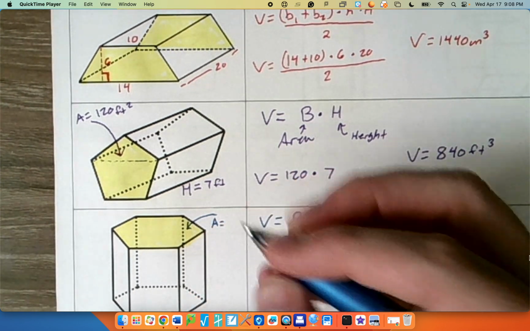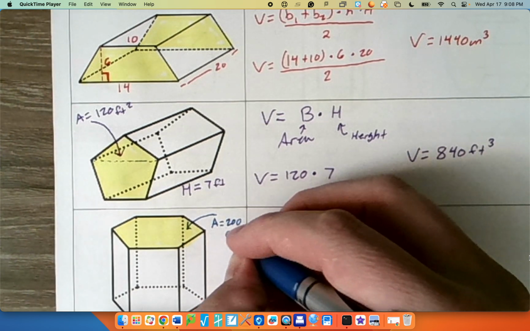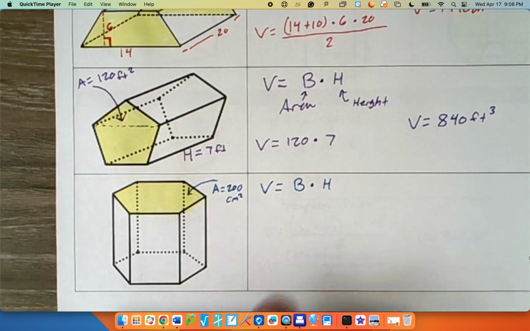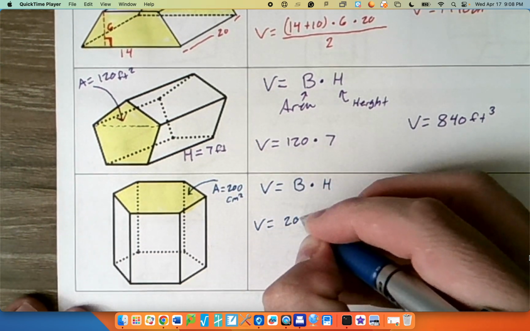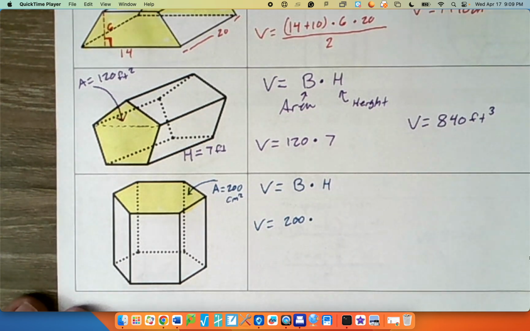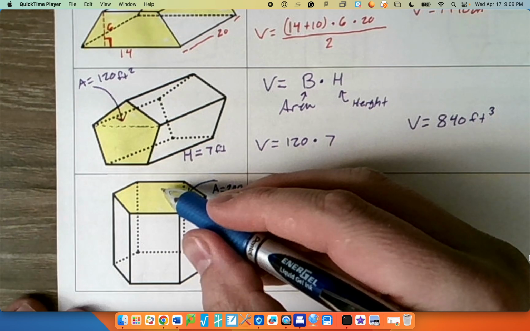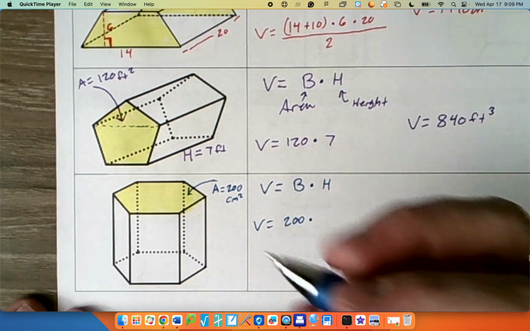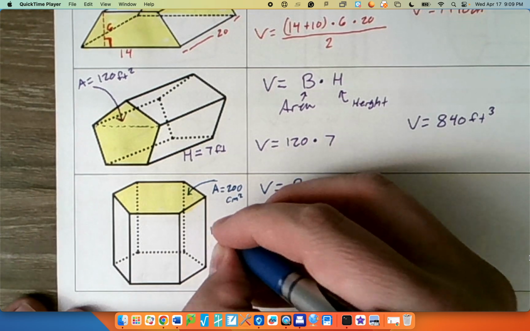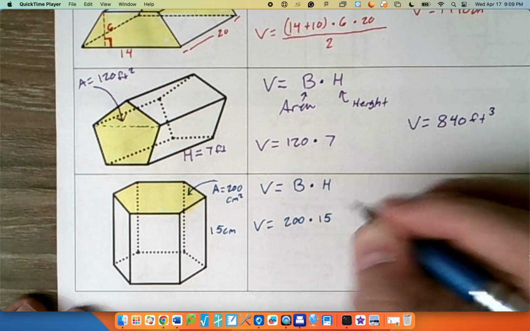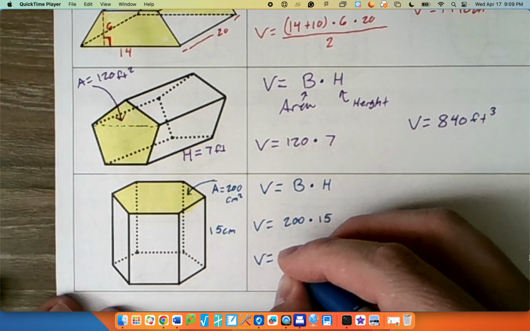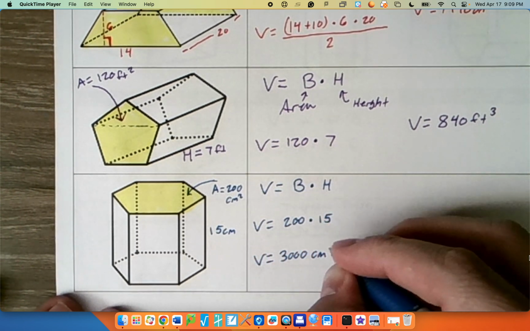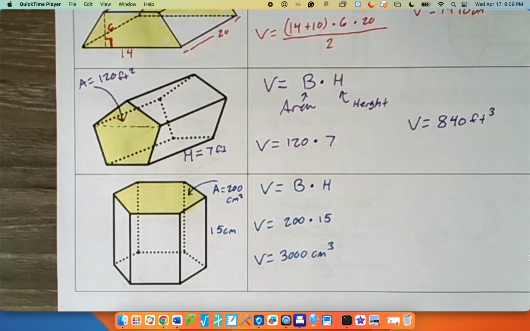So the area of this hexagon is going to be 200 centimeters squared of area. So if you already know the area, you could just plug it in for B. It's 200. The height from one hexagon on the top to the bottom hexagon down there, we're going to say it's 15 centimeters. I don't know, I'm just making up the number, so why not? 200 times 15, I'm pretty sure, is 3,000 centimeters cubed worth of volume.